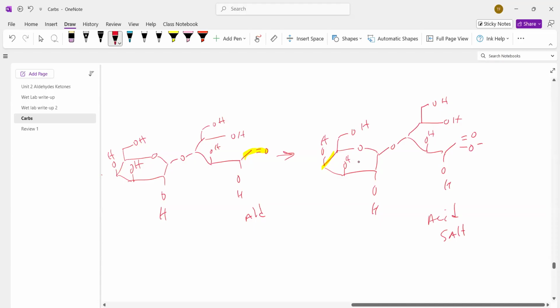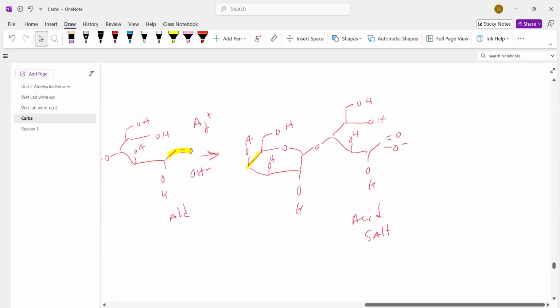Now this is pretty much, notice I didn't put a double arrow there. This is pretty much a one-way deal. Okay, so what we're doing is we're adding Tollens reagent, which has silver nitrate in a basic environment. And the basic environment is what pulls off the H off the acid part, making it an acid salt.